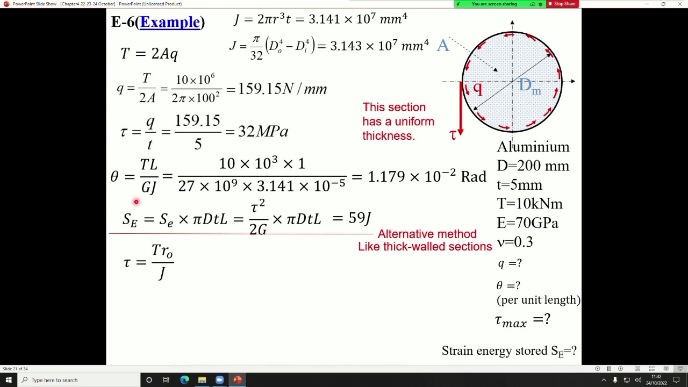And I'll give you another equation for finding theta for thin sections next week. So this is the exact solution. J is coming from here. So you can see we've got 31.81 megapascals. Here we've got 32 megapascals. It's giving us a slightly higher value, a tiny bit higher. And what do I do with 31.81 megapascals if I want the shear flow?